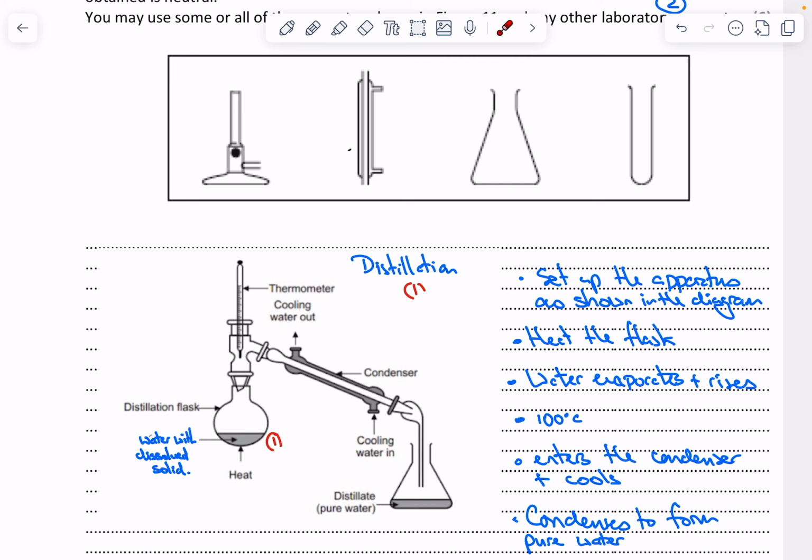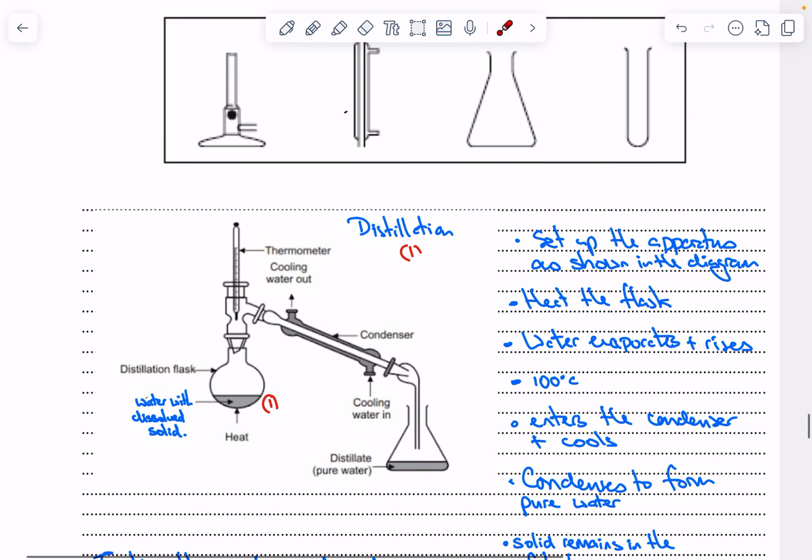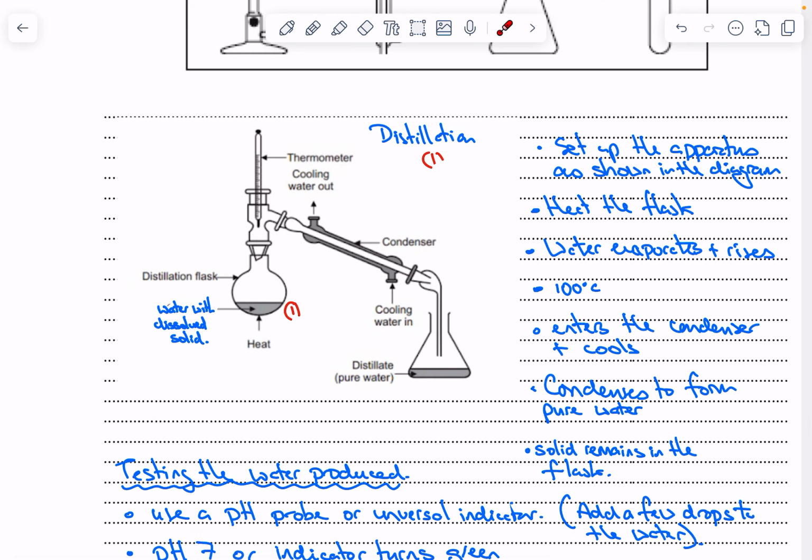So in terms of the points explaining that, we've got set it up as shown, heat the flask, the water evaporates and it will rise, and that will happen at 100 degrees. That will be the reading on the thermometer. The water vapor enters the condenser where it is cooled. It will then condense to form pure water, and this will mean that the solid will be left behind in the flask where we're heating.